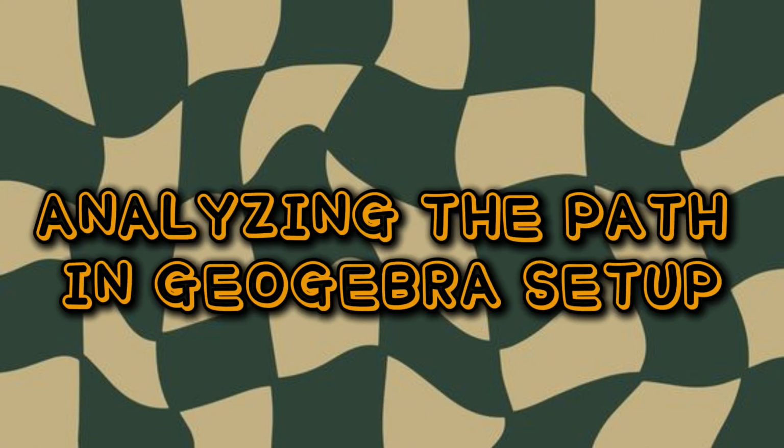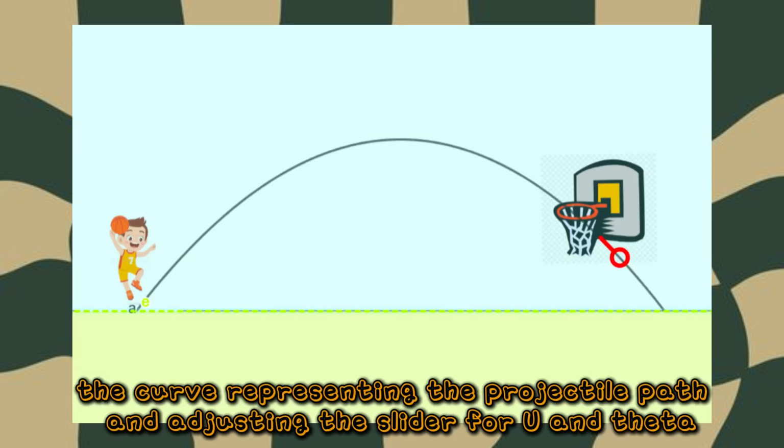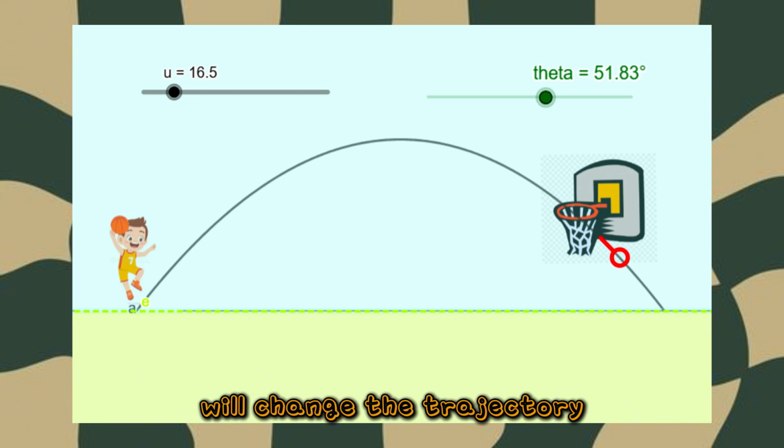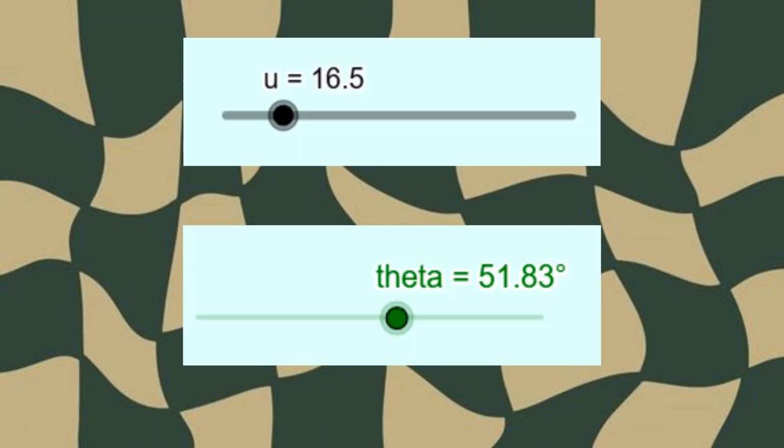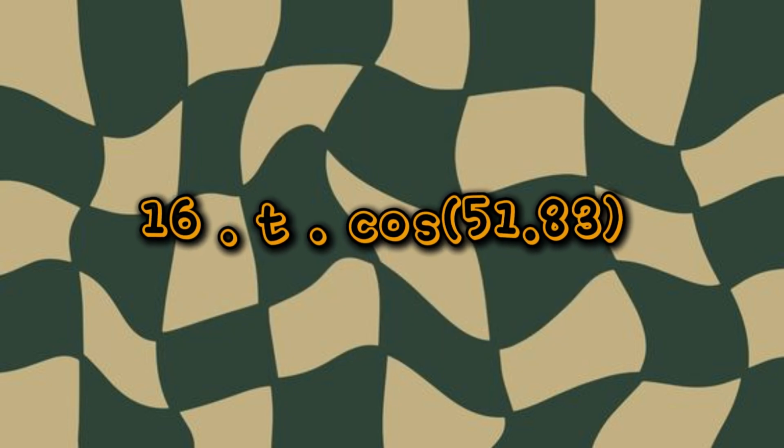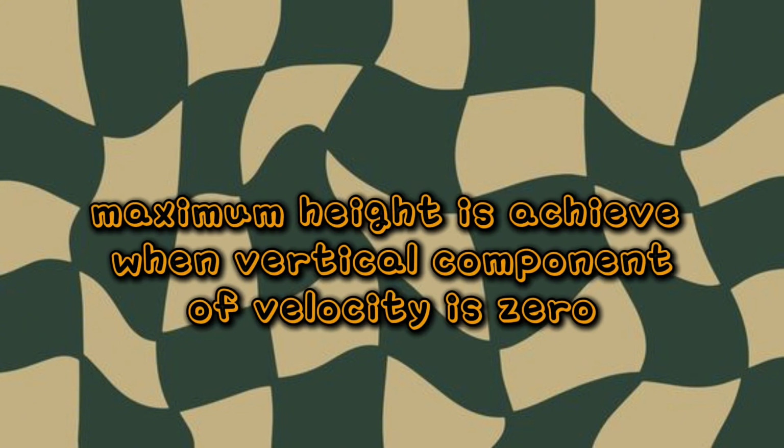And then we can analyze the path in the GeoGebra setup. The curve represents the projectile path, and adjusting the slider for u and theta will change the trajectory. For example, with theta 51.83 and u of 16, the equation becomes 16 multiplied by t multiplied by cos 51.83.